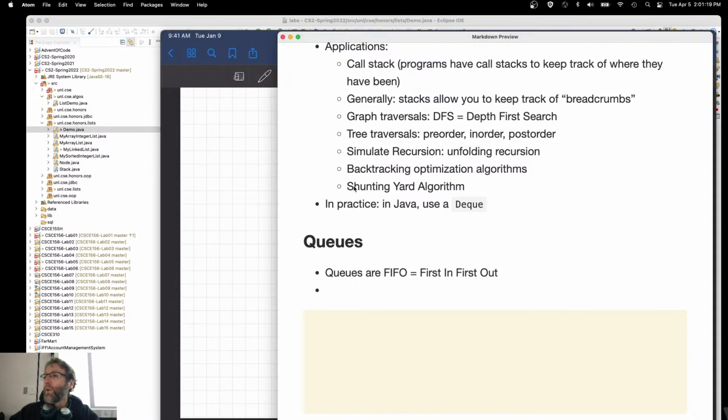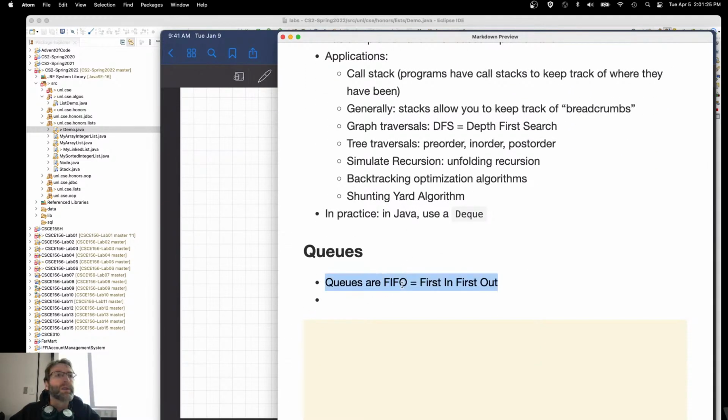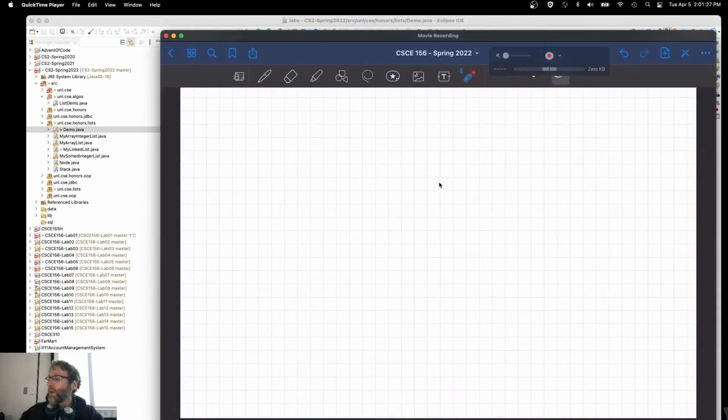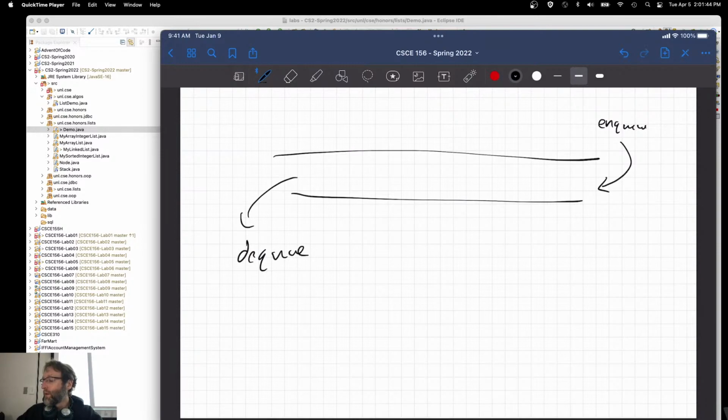So back to queues. Queues are a cousin to stacks in that they are first in, first out. Typically, the way that you view a queue is, well, as the name suggests, it's a line, right? Things come in one end and then they go out the other end. We generally call this enqueue, and dequeue, right? Queue.